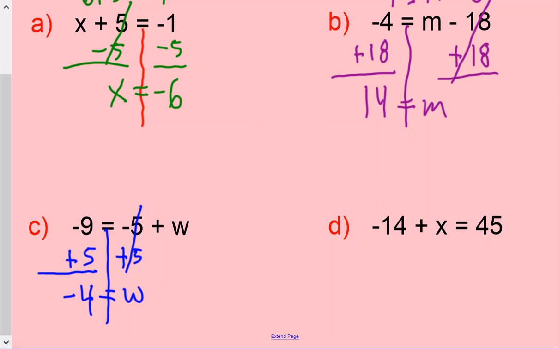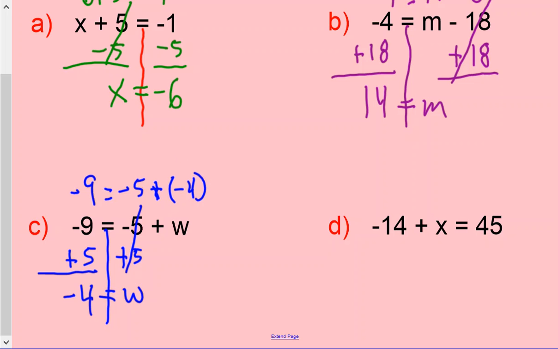We plug that back into our equation. Negative 5 plus negative 4 equals negative 9. Negative 4 is the value of w.